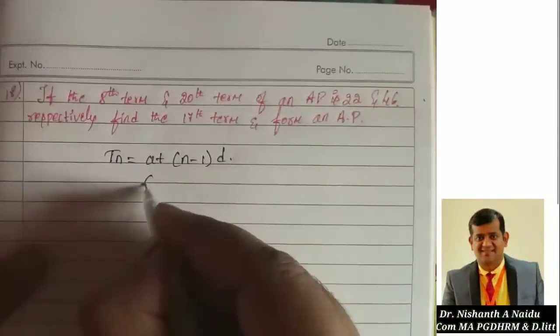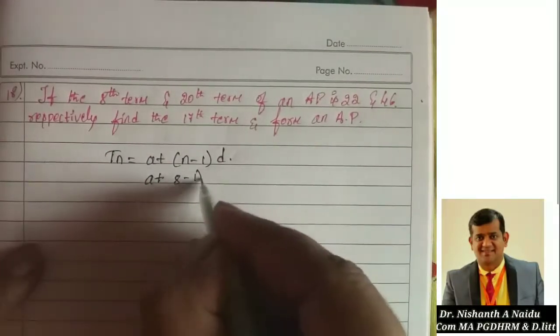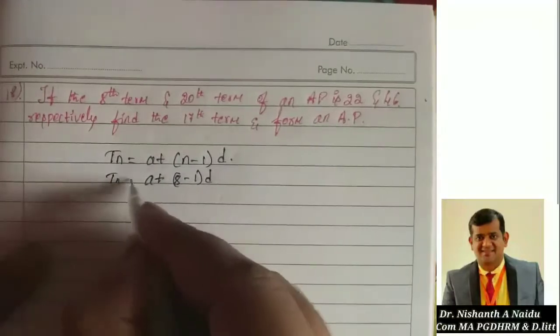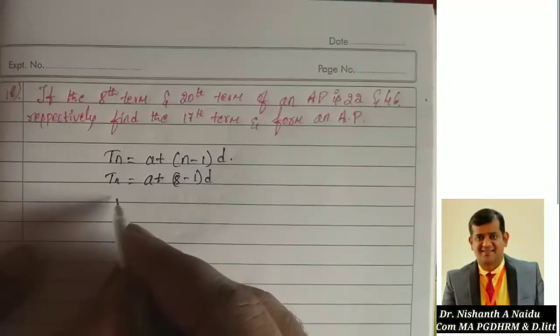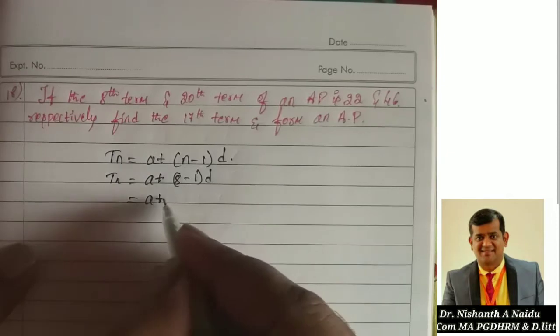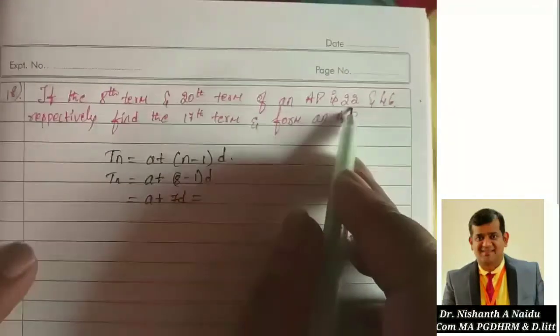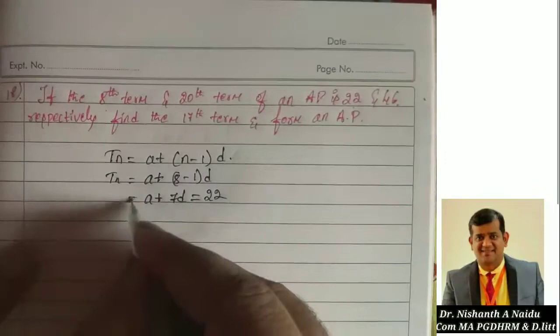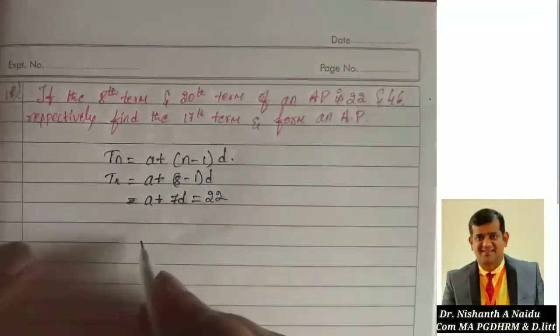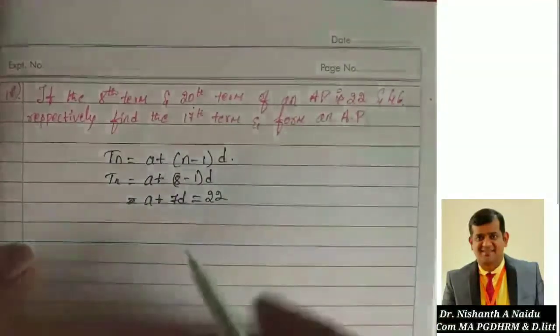That is A plus n minus 1 into D, that is 8 minus 1 into D. So you are going to get A plus 7D equals, that is the 8th term, the answer is 22. The same way, if you implement the formula for the other set, that is the 20th term is 46.